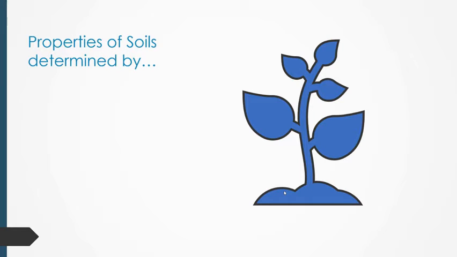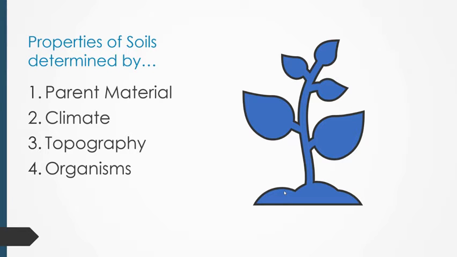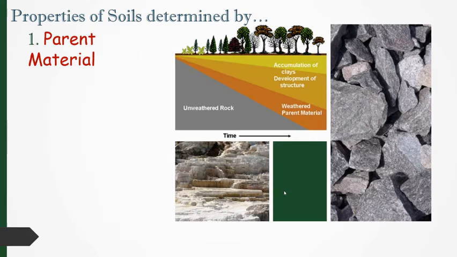So the properties of soils are determined by several factors. The material that it's weathered from, or the parent material, what climate the soil is in, the topography of where the soil is located, any organisms that live in, around, or above the soil, and then finally time determines properties of soil. So let's start with the parent material.